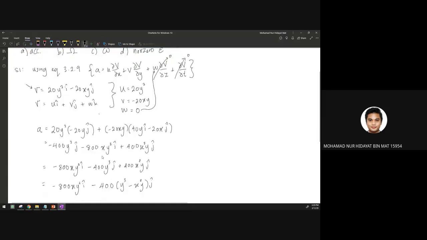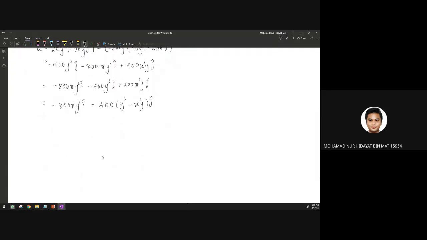This is step number 1. Step number 2, you need to substitute the point given, which is 1, negative 1, and 2. This refers to x, this refers to y, and z. So you substitute into this equation.